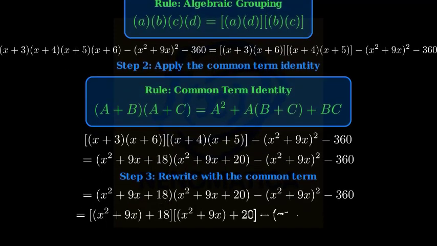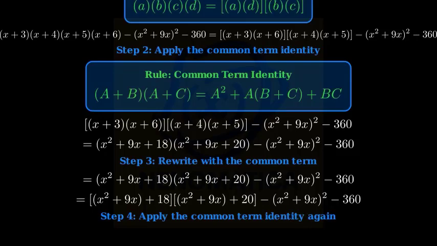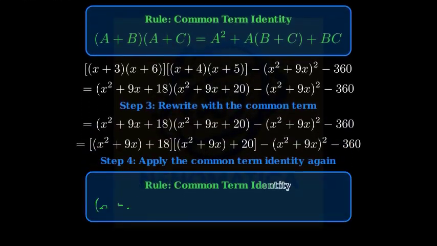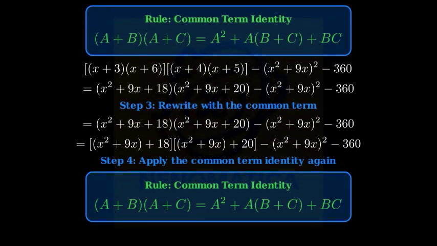Let's now identify the common term. We can rewrite this as (x squared + 9x + 18) times (x squared + 9x + 20). This helps us see the common factor more clearly. Once again, we'll apply the common term identity. If we let a equal x squared + 9x, b equal 18, and c equal 20, we can use the formula (a+b)(a+c) equals a squared plus a times (b+c) plus b times c.